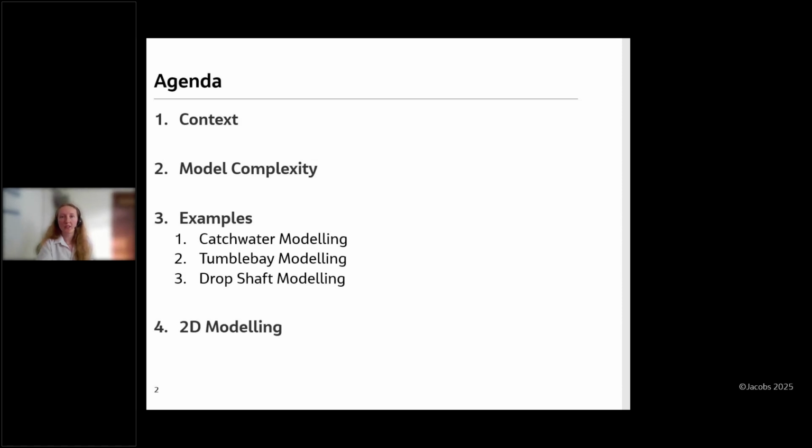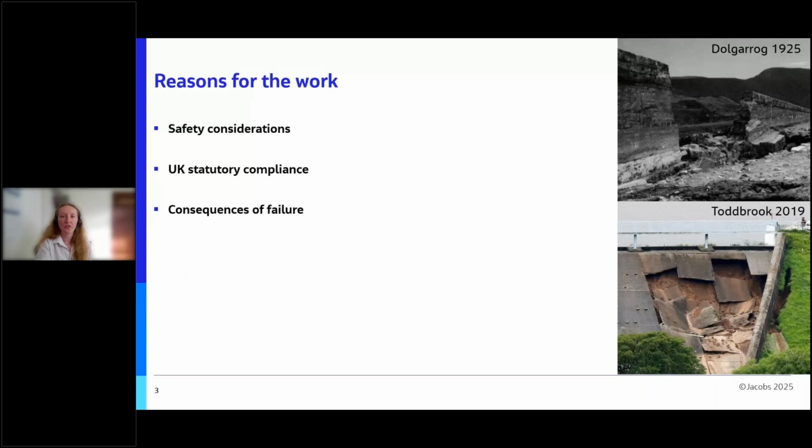So the Reservoirs Act of 1930 introduced laws on the safety of reservoirs following the Dolgarrog Dam failure in 1925 that killed 16 people. The Act, in its latest iteration, 1975, makes reservoir owners, operators and managers legally responsible for the safety of their reservoirs.